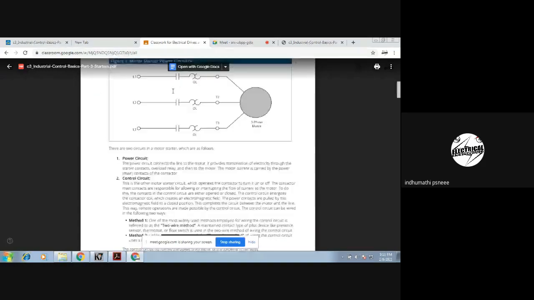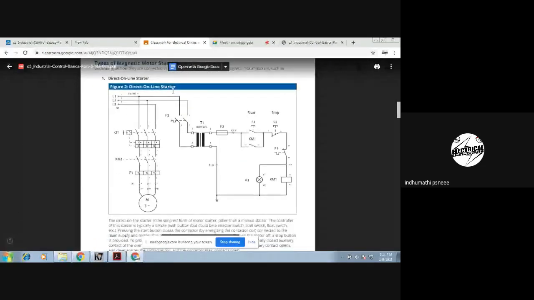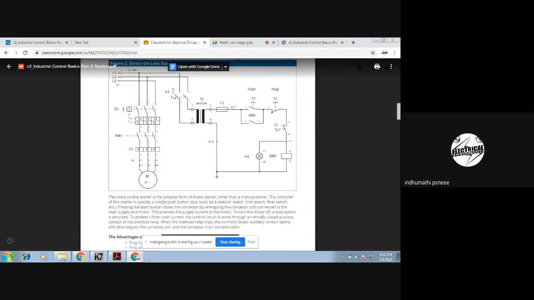So the first one is the direct online starter. This is a direct online starter. This is the diagram. First L1, L2, L3 are the phases. The three phases are given to the motor. Before the motor, the phases are given to the starter. That starter is the DOL starter.